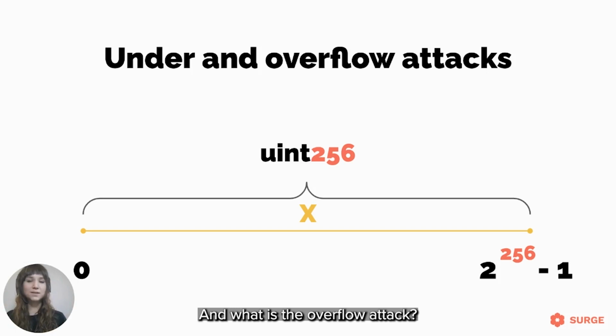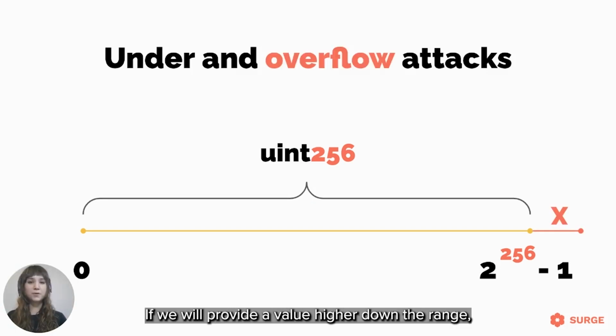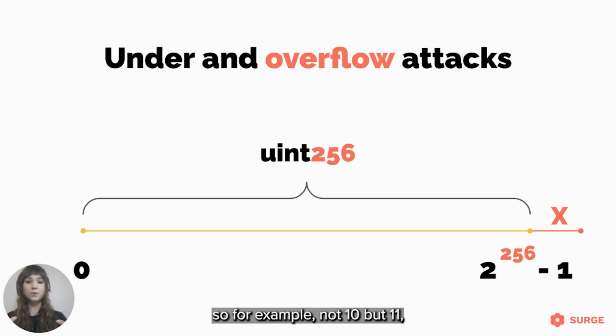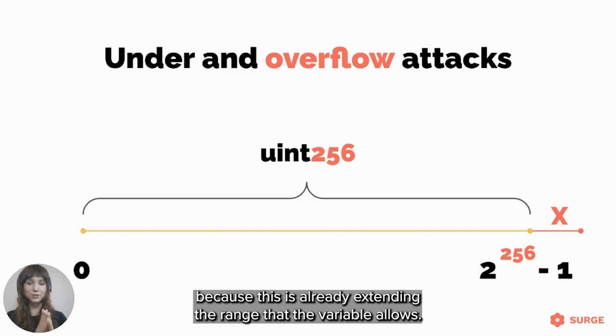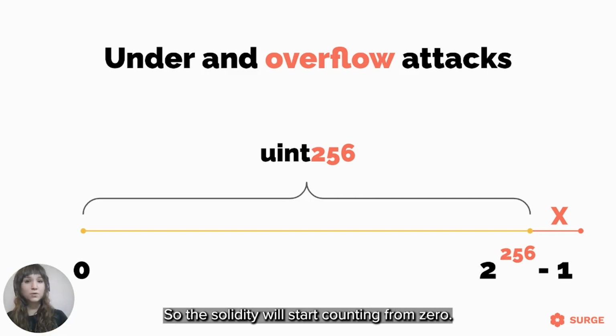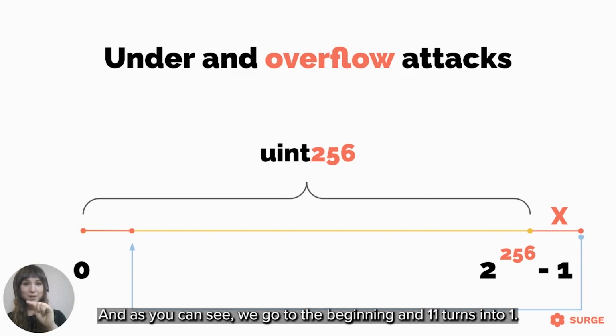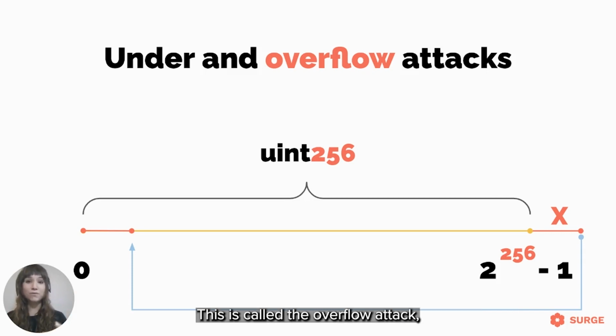And what is the overflow attack? If we provide a value higher than the range, so for example, not 10, but 11, and we pass this value to a Solidity code, Solidity won't use 11 because this is already extending the range that the variable allows. So Solidity will start counting from 0. And as you can see, we go to the beginning and 11 turns into 1. This is called the overflow attack, so when we extend the range.